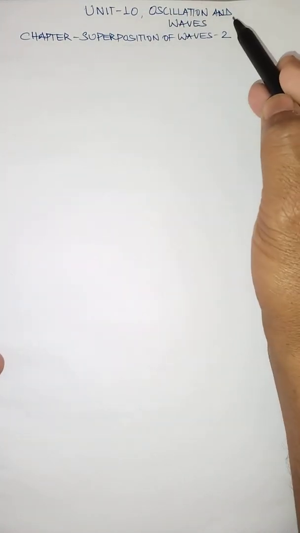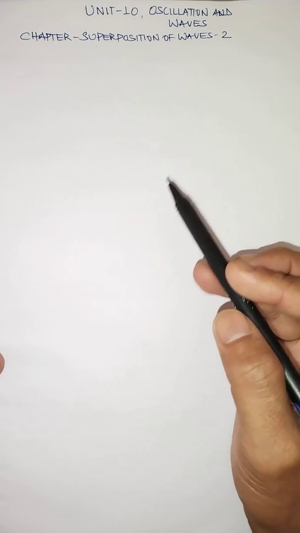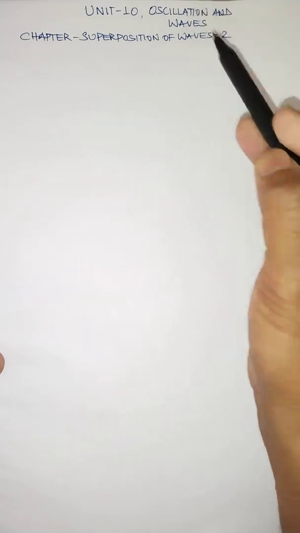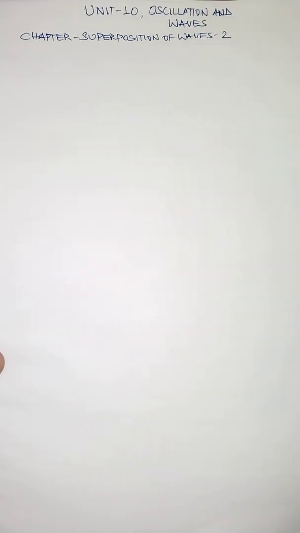Today we start a new chapter. This is the second last chapter that we do, from unit number 10, and that unit is oscillation and wave. The chapter that we start is superposition of waves, number 2. In this chapter, we specially discuss one of the types of wave that is called stationary or standing wave, and with this there is a topic called vibration of air columns. That part we need to do from this chapter.